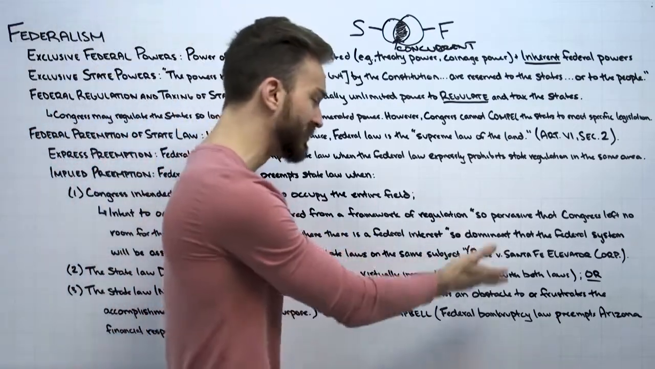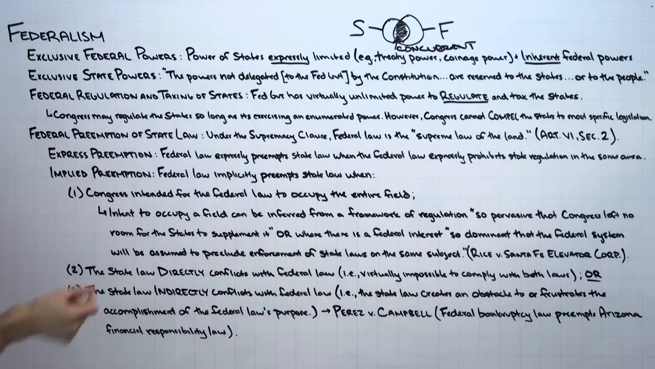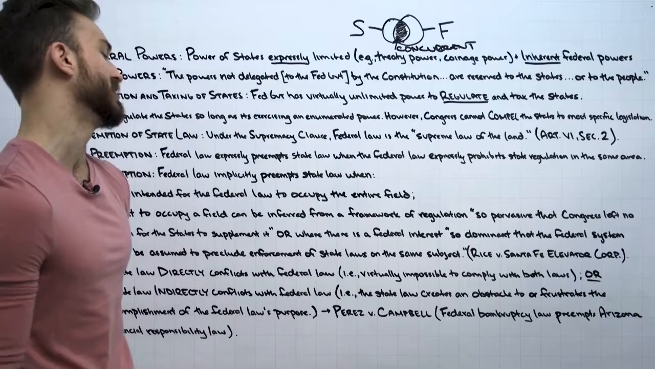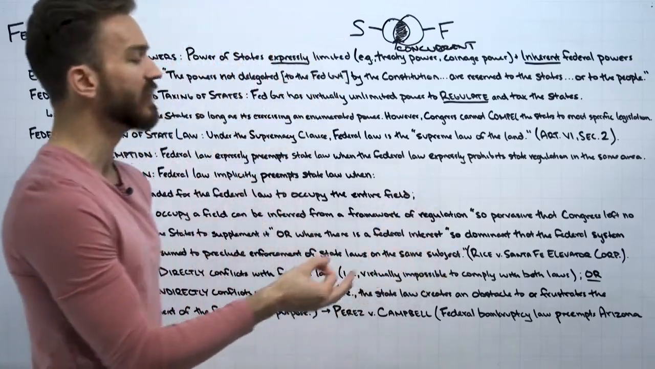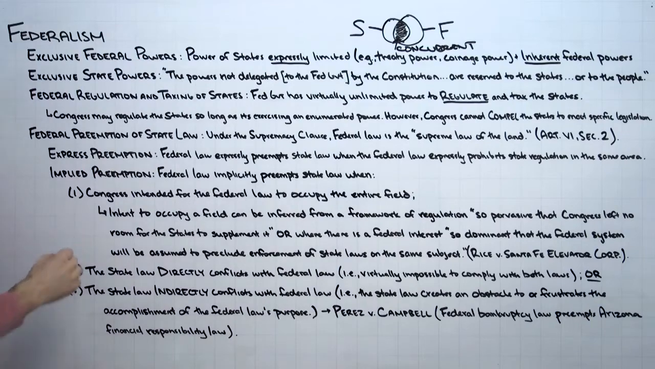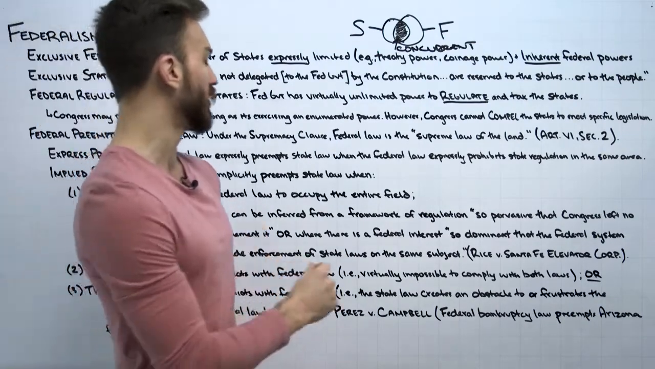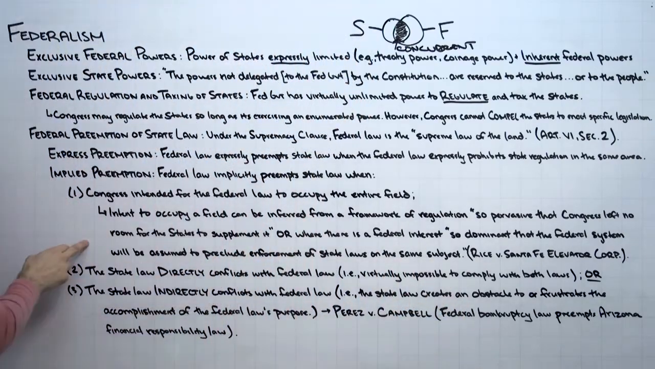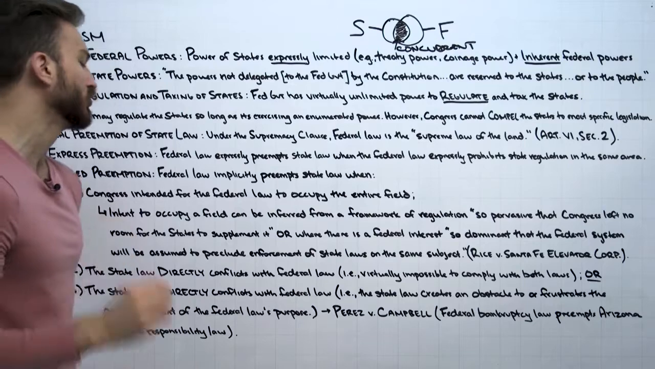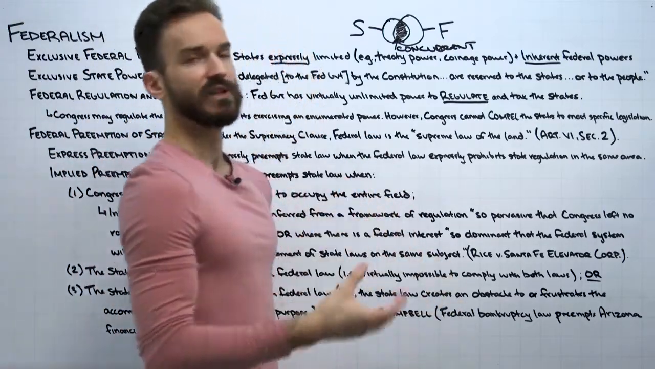This comes from Rice v. Santa Fe Elevator Corporation. Right, intent to occupy a field can be inferred from a framework of regulation so pervasive that Congress left no room for the states to supplement it, or where there is a federal interest so dominant that the federal system will be assumed to preclude enforcement of state laws on the same subject.